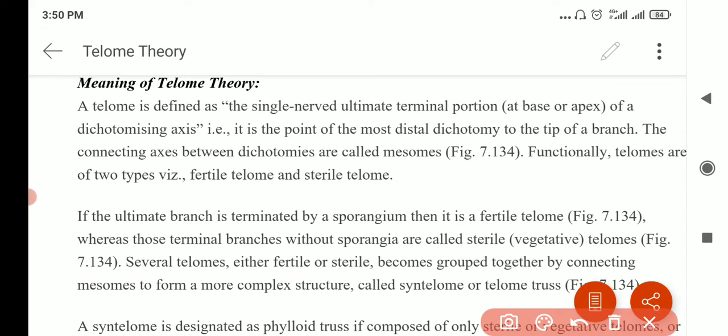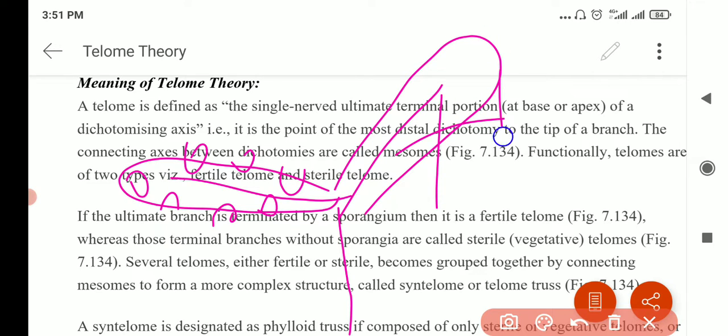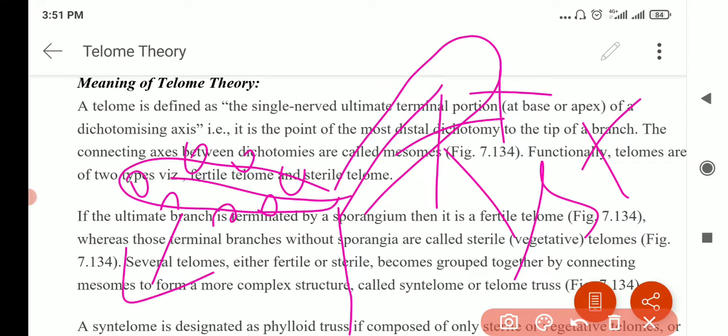Now telomes can be two types, that is fertile telomes and sterile telomes. Fertile telomes mean, let's say if this is the telome, on this side suppose there are seeds, okay? Seeds means sori or sporangium, right? And on this side there's nothing, okay? So this is your sterile telome, and the one which has seeds, or sori, is your fertile telome, okay?